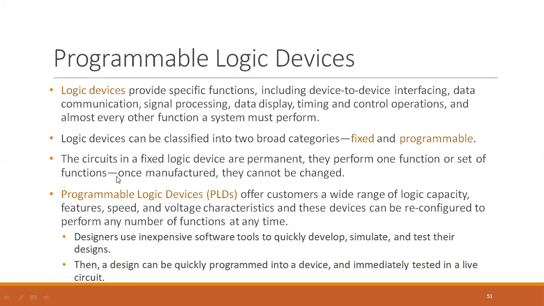The circuits in a fixed logic device are permanent, right? They perform one function or a set of functions. Once manufactured, they cannot be changed. So fixed logic devices are fixed in nature. Whatever circuits you have are permanent. Once you fabricate it, it is done. You cannot change it. They are able to perform one or more functions, and once manufactured, they cannot be changed. You cannot reprogram it or write anything into the logic devices.